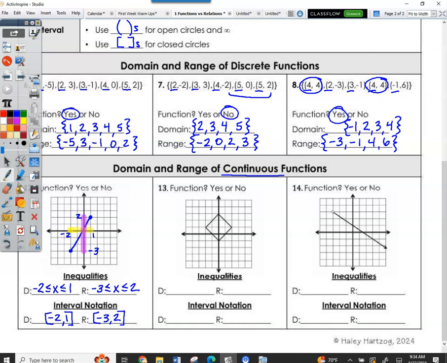Oh, it does say, is it a function? I missed that part. Is it a function? Yeah. All right, let's look at the next one. Is it a function? No. Clearly not. It's definitely crossing multiple vertical lines. If you dropped a vertical line anywhere, it's going to cross multiple times.